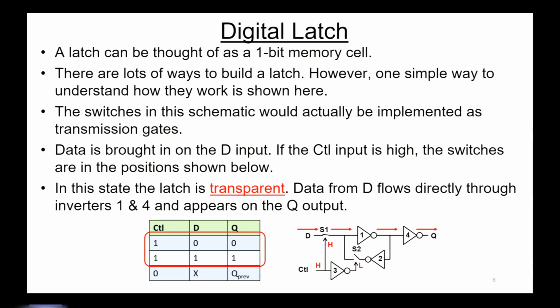And in transparent mode, data coming in goes right through inverters 1 and 4 and appears right on the Q output. So this latch, as far as the truth table goes, is right here. In transparent mode, the data on D goes right through and comes out on the Q output.